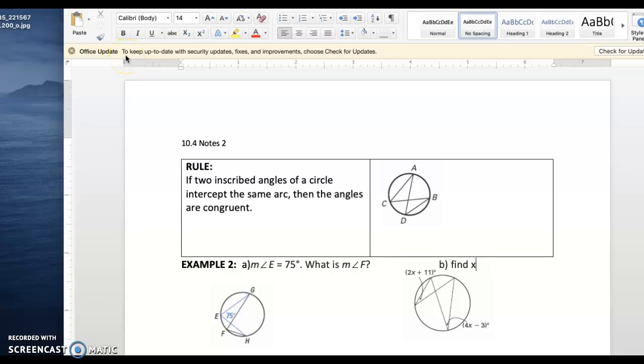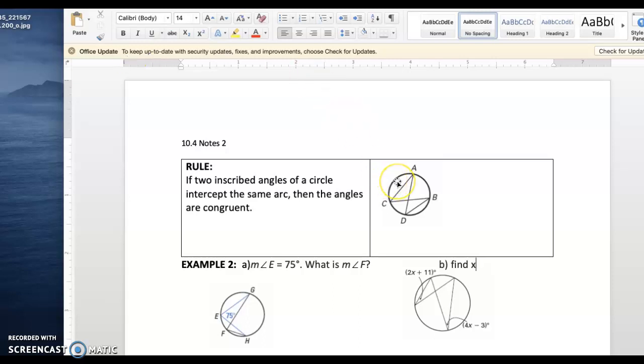This is our second and last video for our 10.4 notes. It's just the second half of this section, still dealing with different inscribed angles. What this is saying is if two inscribed angles of a circle intercept the same arc, then of course the angles have to be congruent.